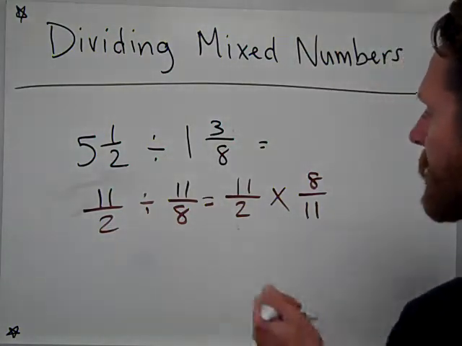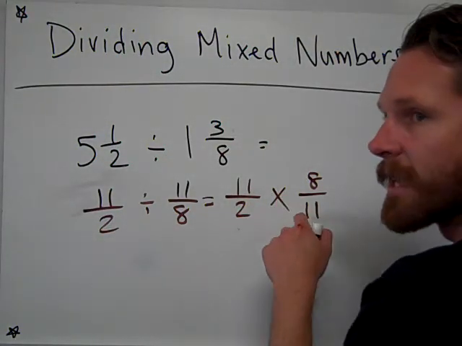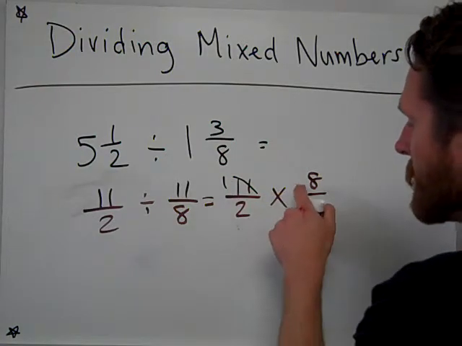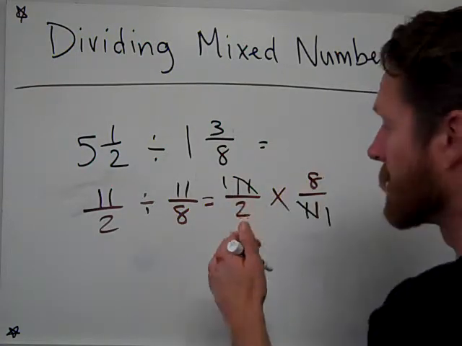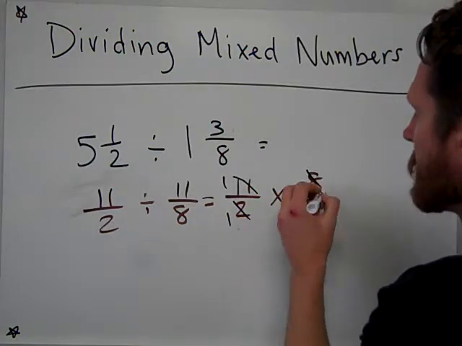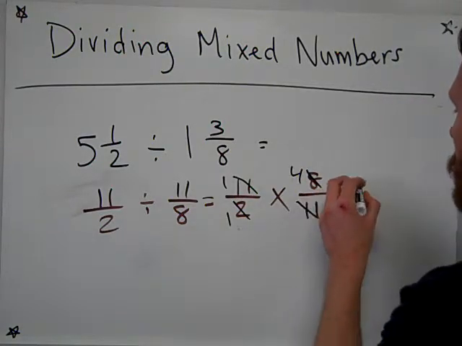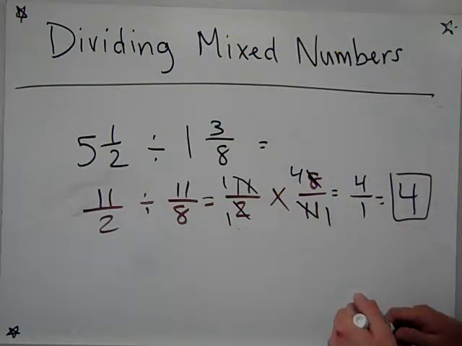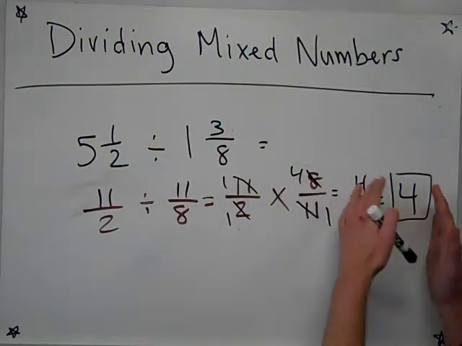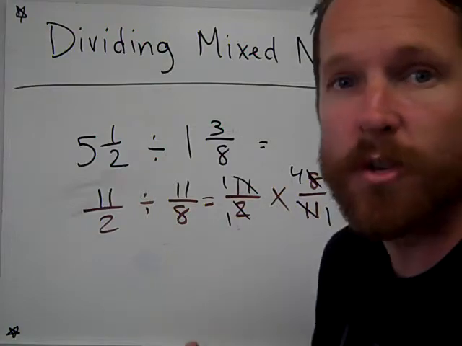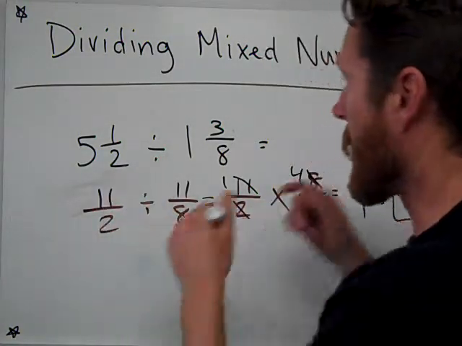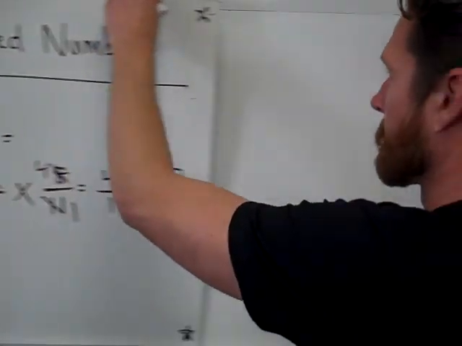Now, simplifying. These are both 11s. If I divide by 11, I get 1. These have a common factor of 2. So if I divide by 2, I get 1 here. If I divide by 2 here, I get 4. I then get 4 over 1, which equals 4. So a lot of this right here is exactly what you were doing on the day before this lesson. Alright, so let's do some more practice.